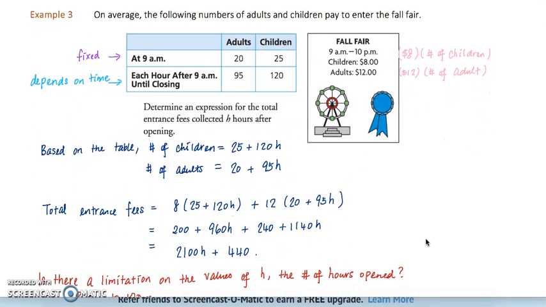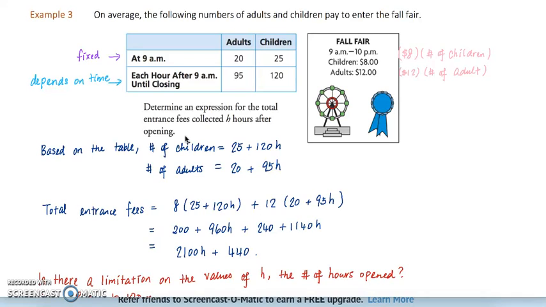Example 3. On average, the following number of adults and children pay to enter the fall fair. So here you're presented with a lot of information, and you're asked to determine an expression for the total entrance fees collected each hour after opening.